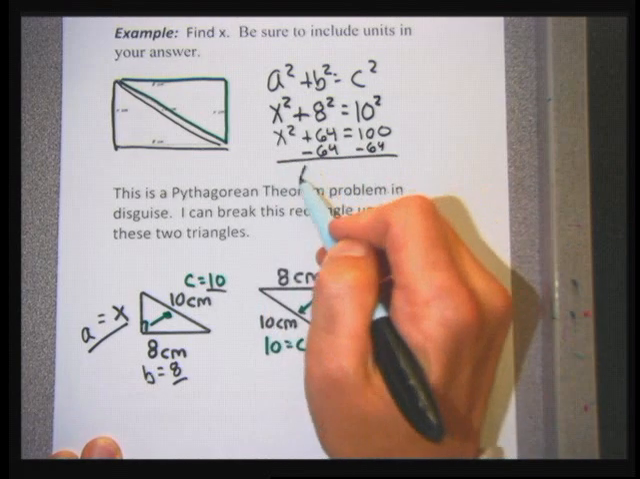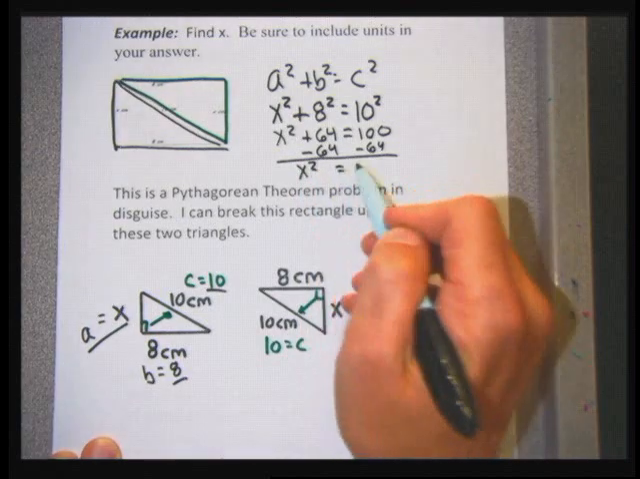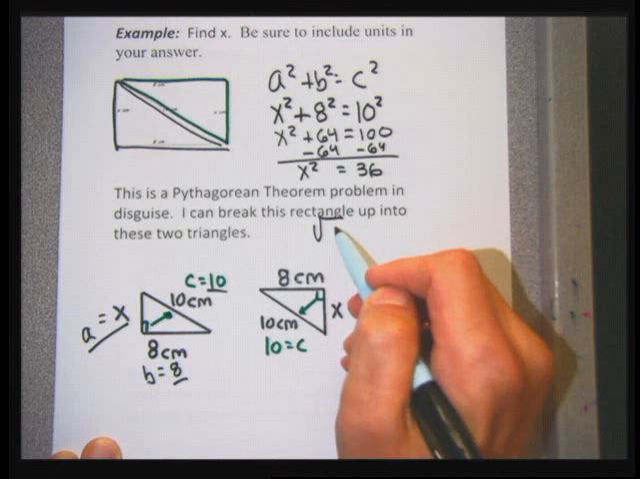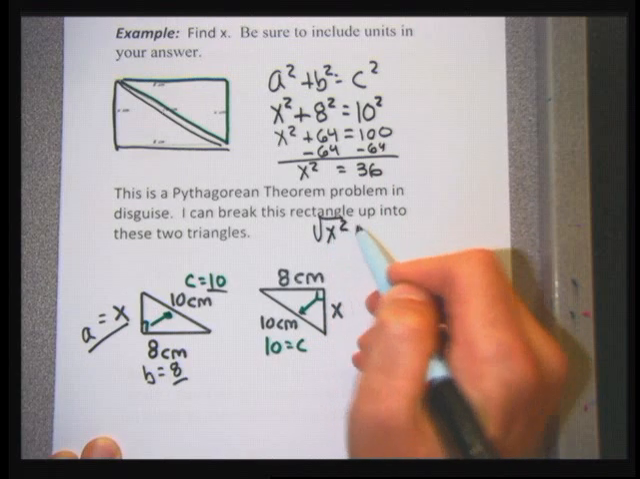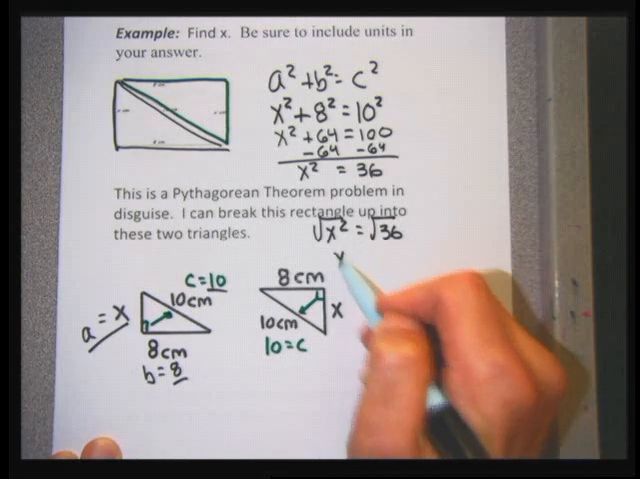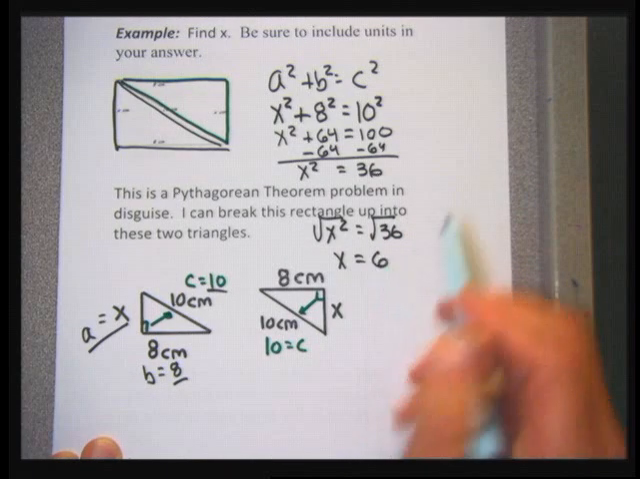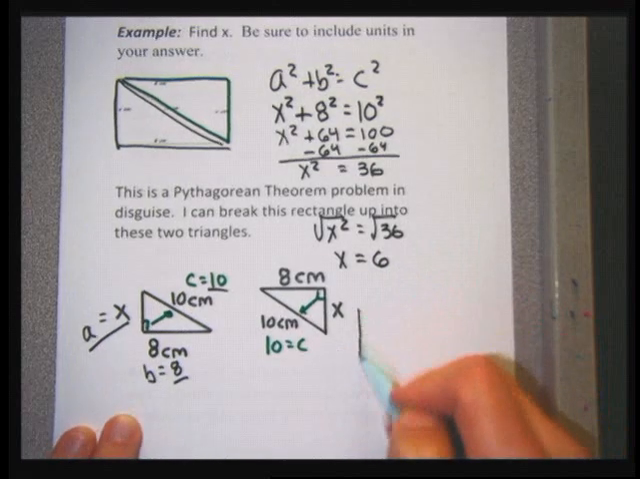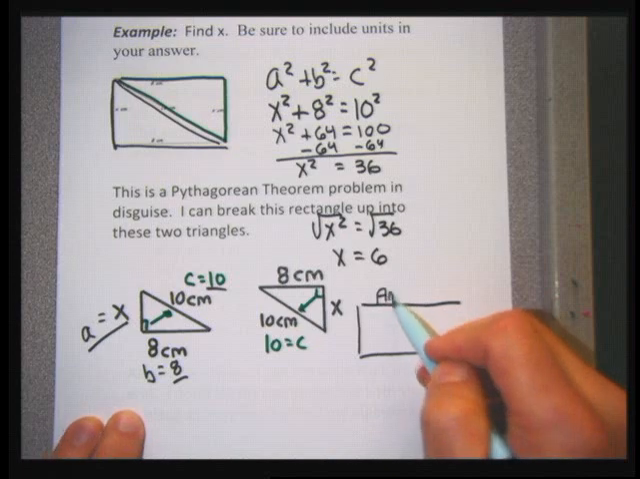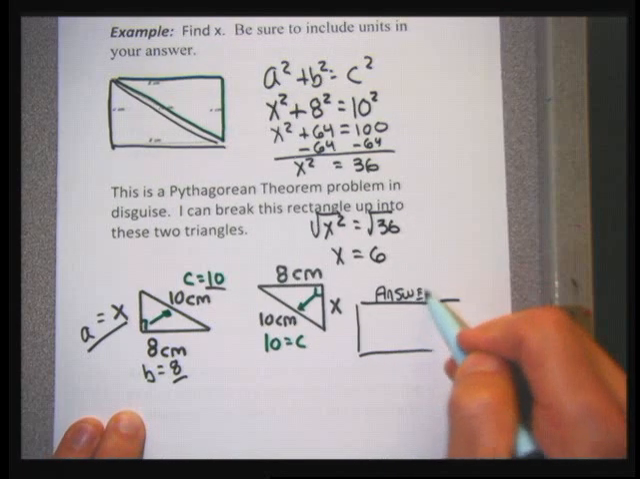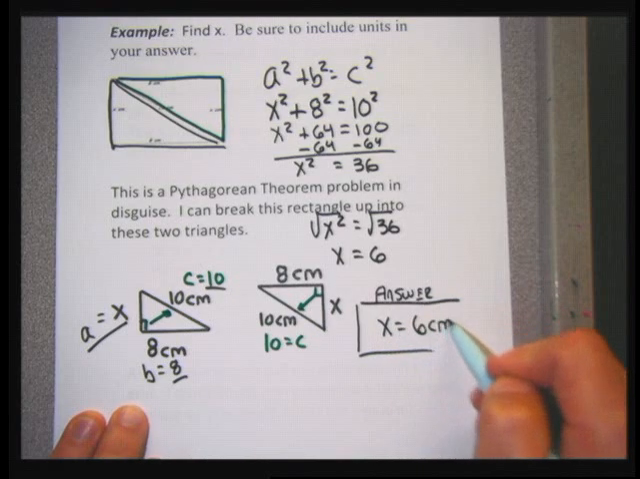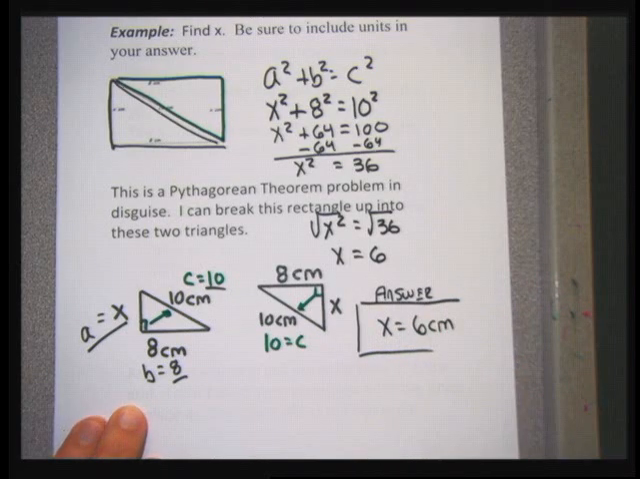That'll leave me with x squared on the left side equals 36 on the right side. And then I'll go square root of x squared equals the square root of 36. The square root of x squared is just x. The square root of 36 is 6. So I'm ready to write my answer as to what x is. And I need to attach units because in the original rectangle, all the sides have units that are in centimeters. I'm going to write my answer with the centimeters next to it.